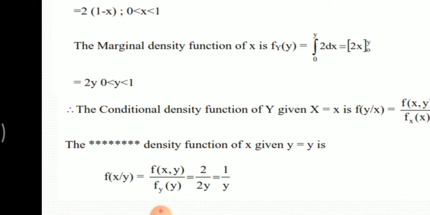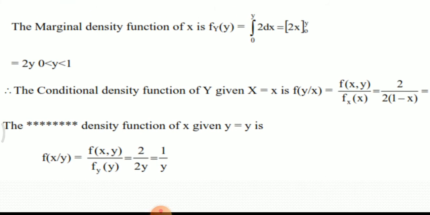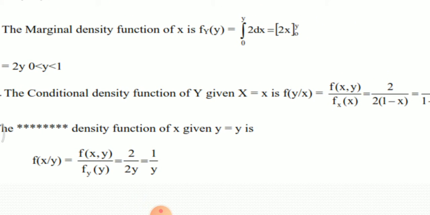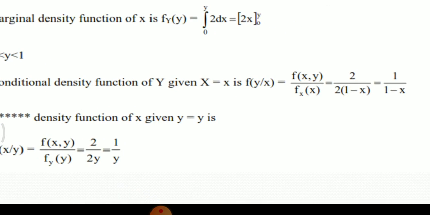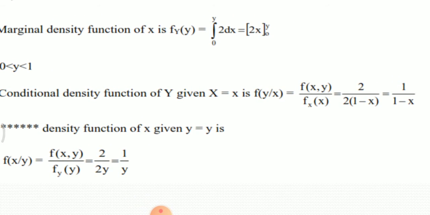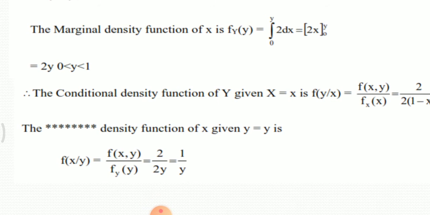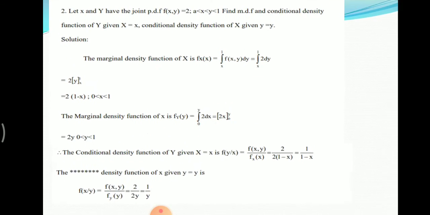Finally, after finding the f_X(x) value and the f_Y(y) value, the conditional density function of y given x is f(y|x) equal to f(x,y) divided by f_X(x). Substitute all the functions. So 2 is the given f(x,y) value, and the f_X(x) value we already found, 2 into 1 minus x, gives the answer 1 by 1 minus x. Similarly, the next one is the same: f(x|y) equals f(x,y) divided by f_Y(y), that is 2 divided by 2y. We already found the value of f_Y(y) equal to 2y, giving 1 by y. Next slide.